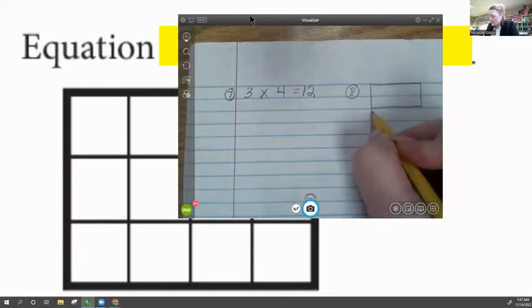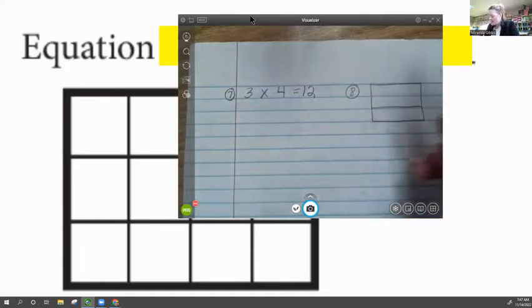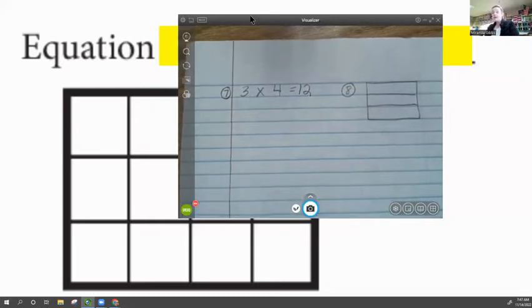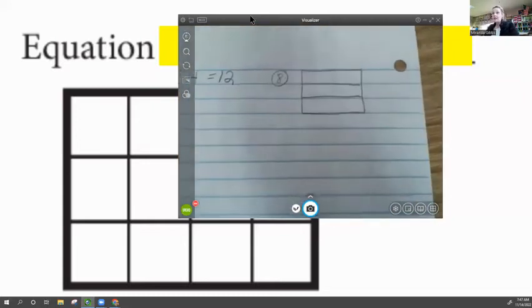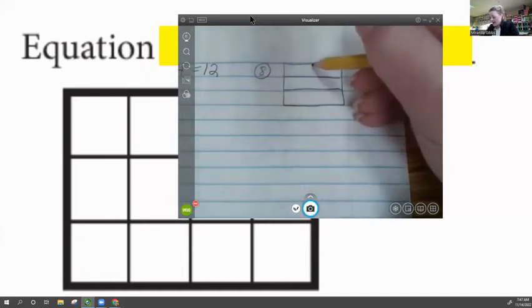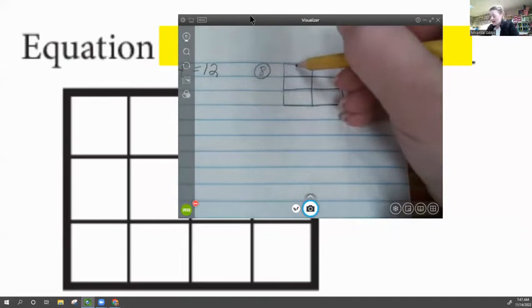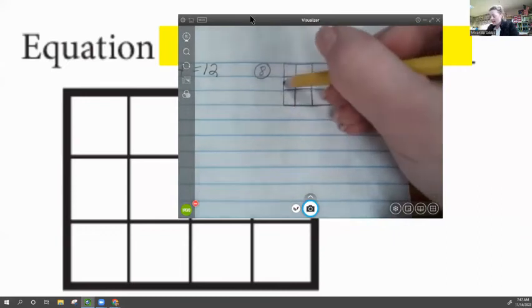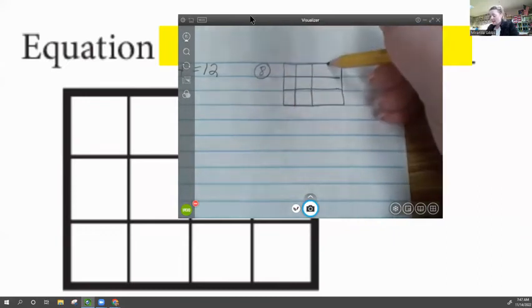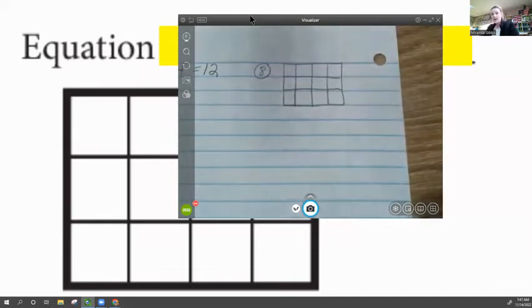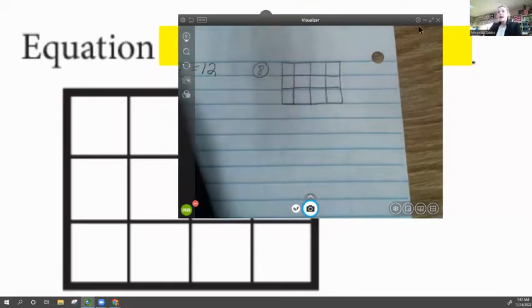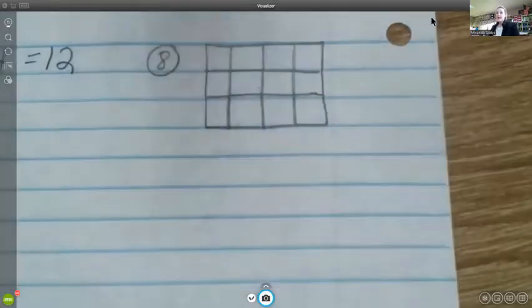And what I love about notebook paper is I can actually use the lines to make these stamps. So I have 3 rows, and then I just need to do 4. When you're making 4, what you can do is find half. That makes 2, and then cut it again halfway between this line and this line, and then halfway between this line and this line.